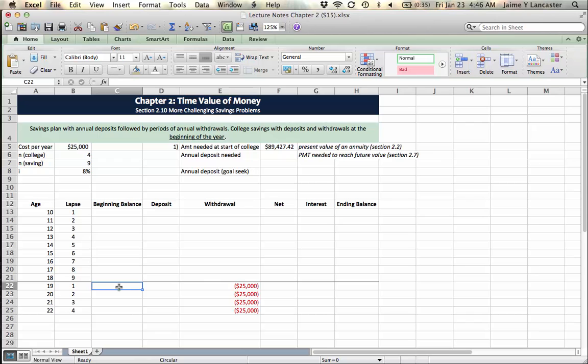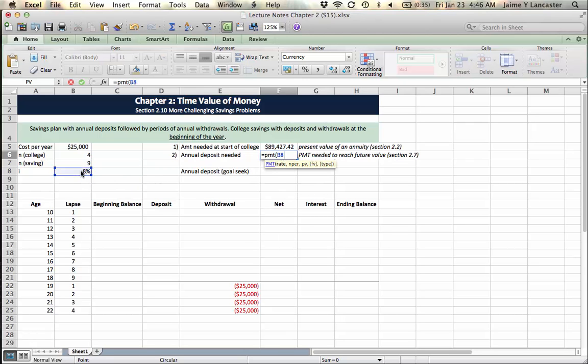So this number here, we need to magically make it, or this number here, this will be the same number. We need to figure out what deposit we need so that when we create our table, this will be $89,427. So to figure that out is our second step, section 2.7, future value of using payment to solve future value problems. We use PMT.